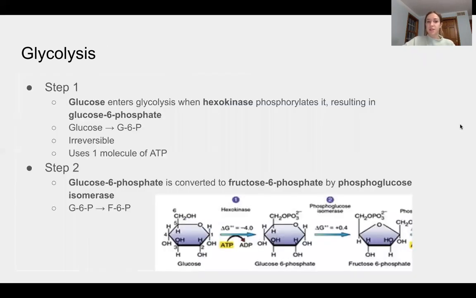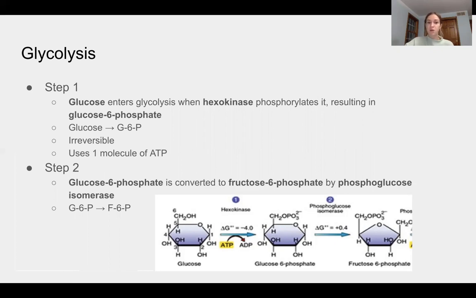All right, so step 1 is where we start with glucose. That's our starting material. It enters glycolysis when it is phosphorylated by hexokinase, which results in glucose 6-phosphate. So I have here glucose with an arrow to G6P. At least for me, and a lot of texts do this as well, talking about things like glucose 6-phosphate as G6P makes it a lot easier to manage, especially when you're making your own figure for this and including all those enzymes and things like that. It's important to note that this step is irreversible, and this costs 1 molecule of ATP.